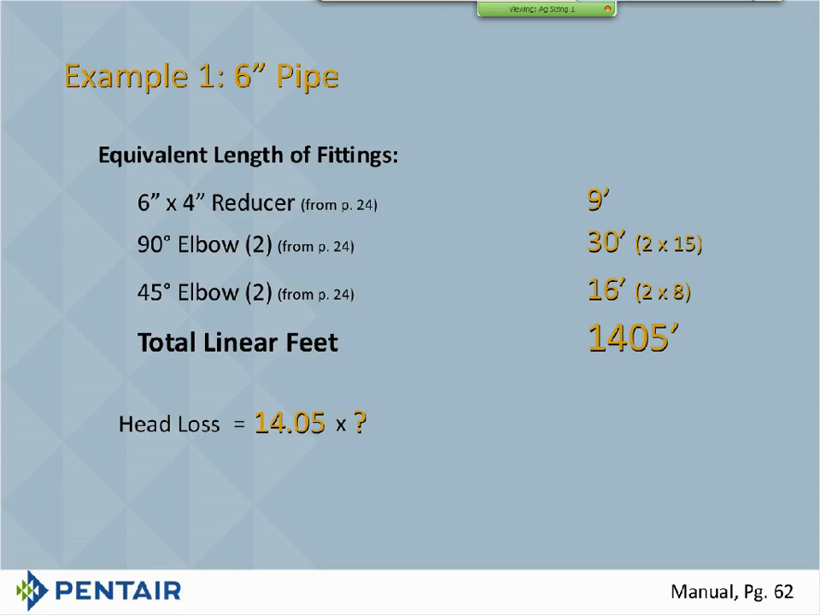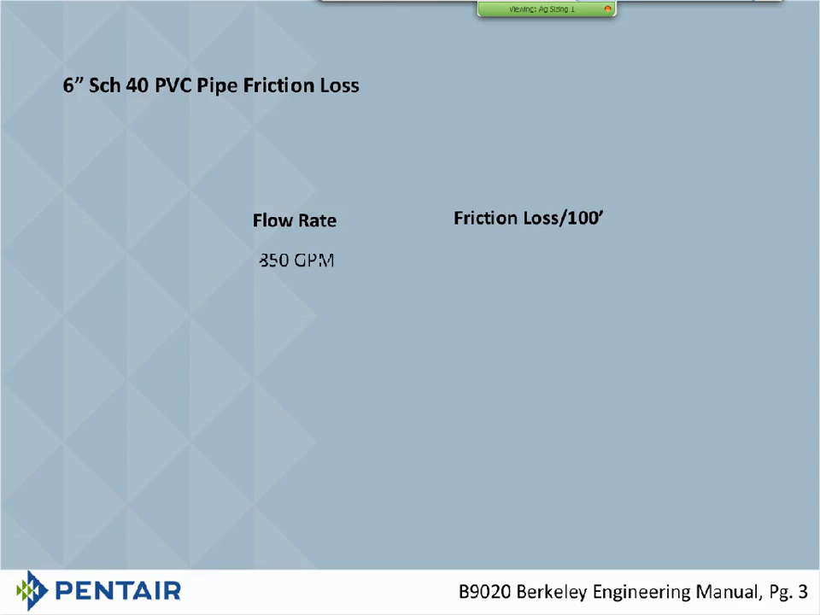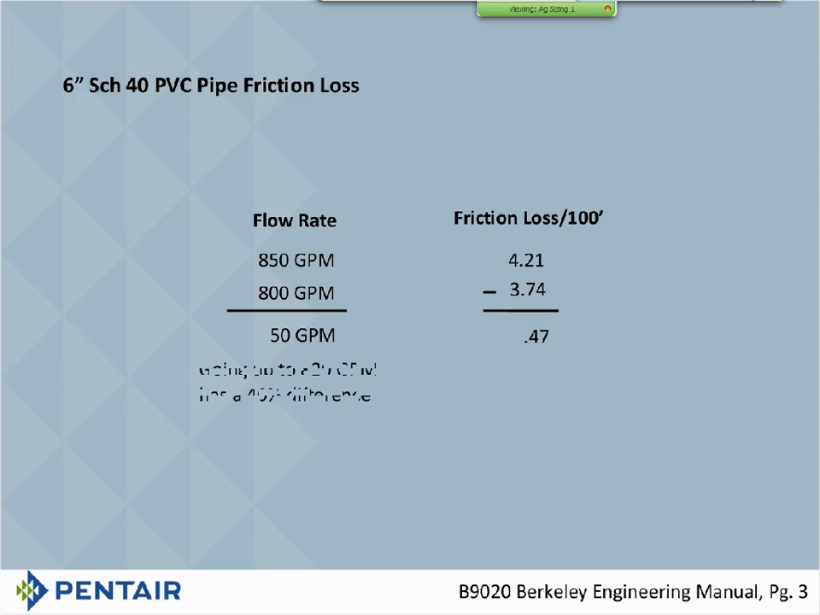Now again, it's times what? Well, again, we're going to look at our friction loss. At 850, it's 4.21. At 800, it's 3.74. The difference is going to be 0.47. Remember, we're 50 gallons, that makes it 40%. 40% of 0.47 is going to be 0.188.